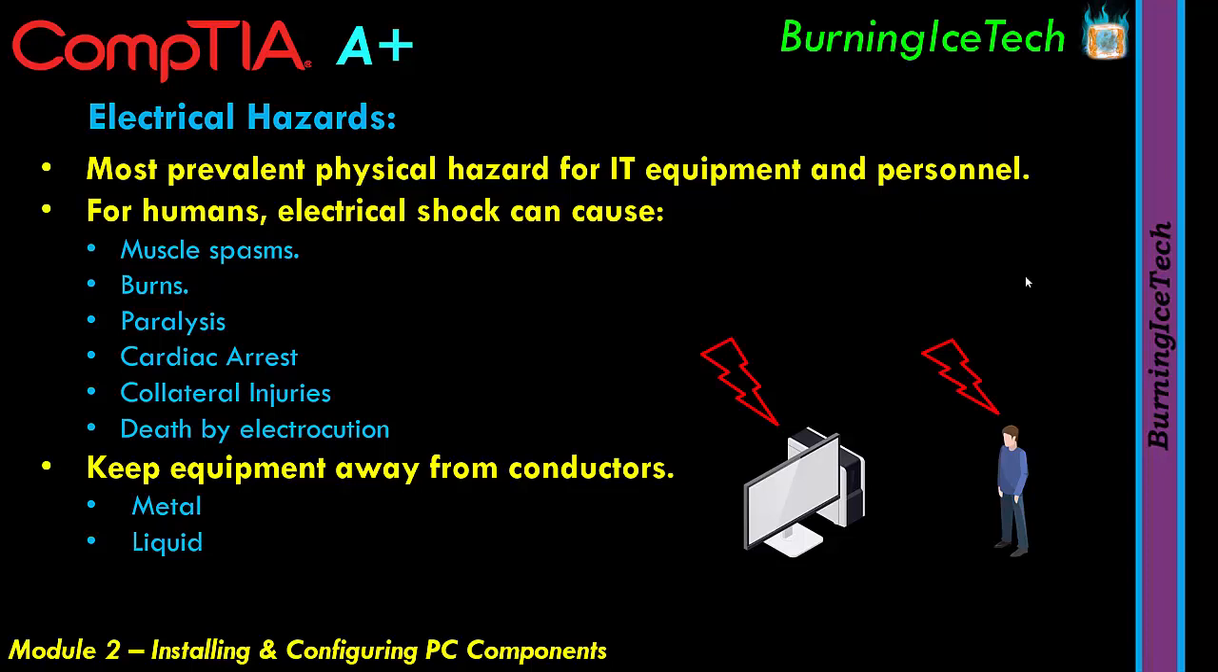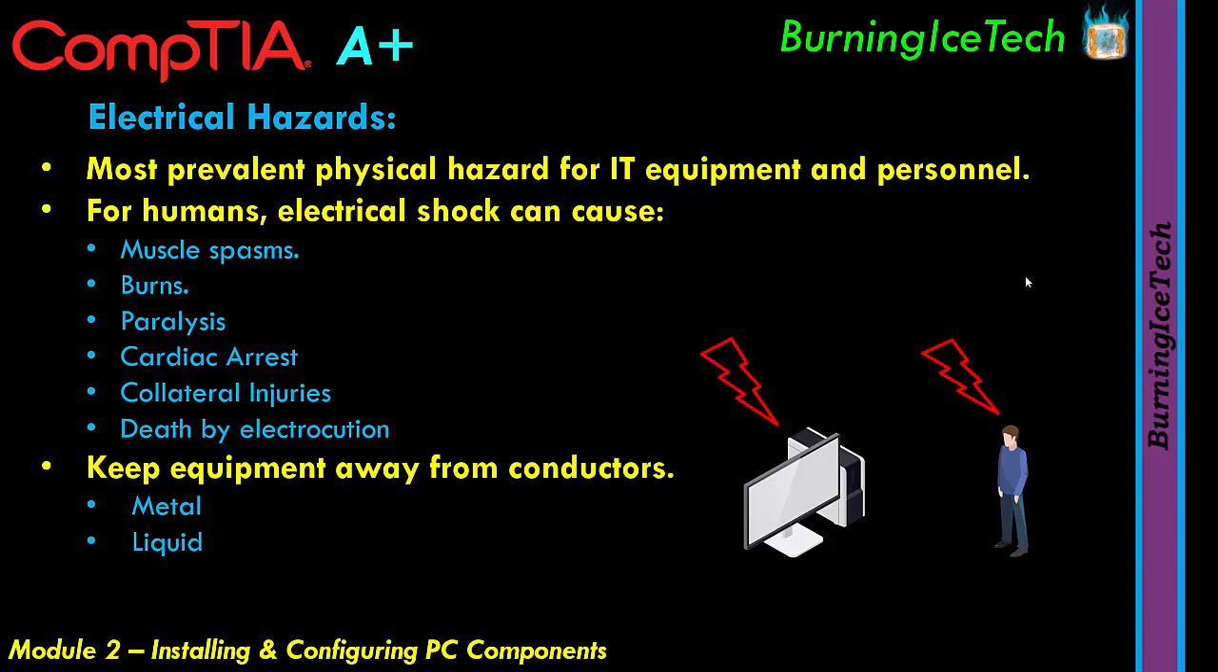It can either kill you or it's going to break your equipment, one or the other. So when it comes to humans, electrical shock can cause some of the following: muscle spasms, burns, paralysis, cardiac arrest, collateral injuries, or better yet, death by electrocution. None of that is something that you want or that you want someone else to experience. At the very least, you're going to have a lawsuit on your hands. So you need to do whatever you can to try and avoid that.